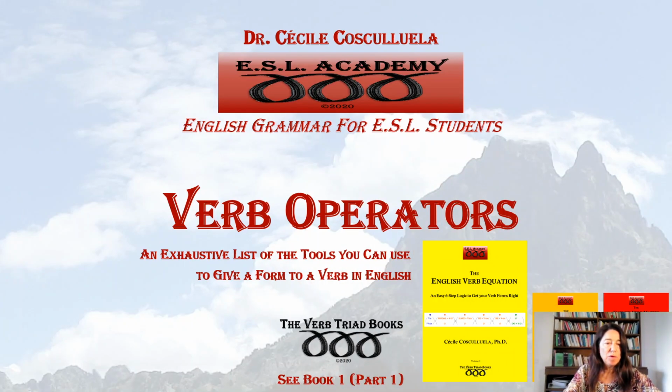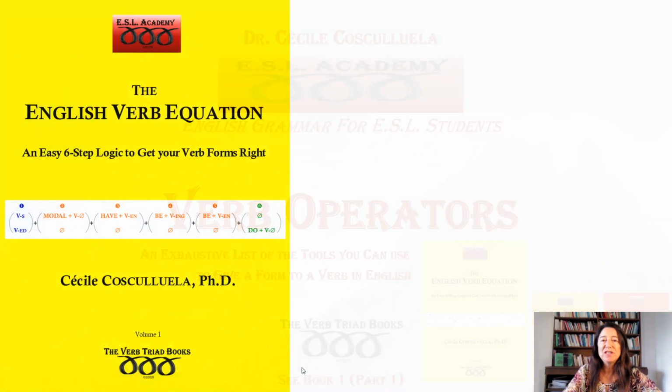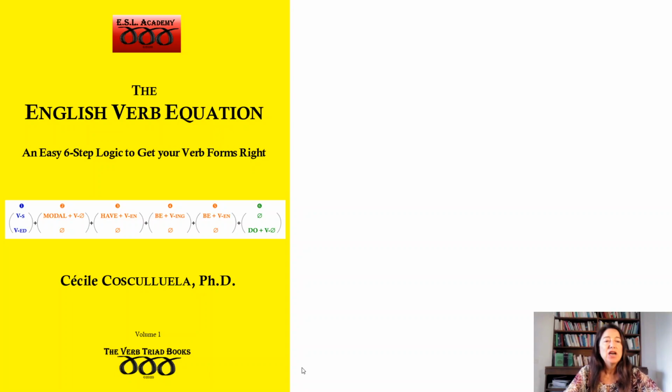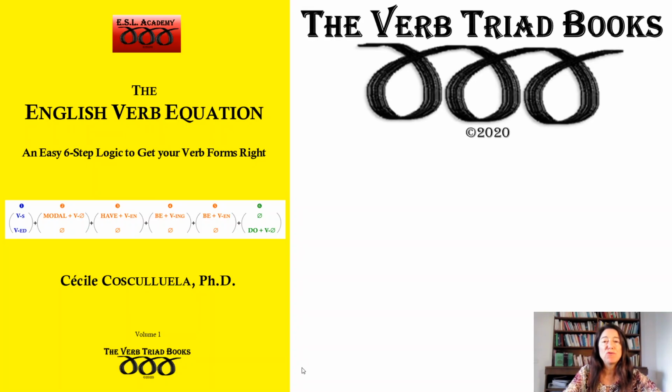So, verb operators are actually the first part that we need to deal with in order to talk about the verb equation. So the verb equation is actually the main topic of the book that is related to the present video. And this book is part of the verb triad books, that is a group of 3 books that are related and one leads on to the other.